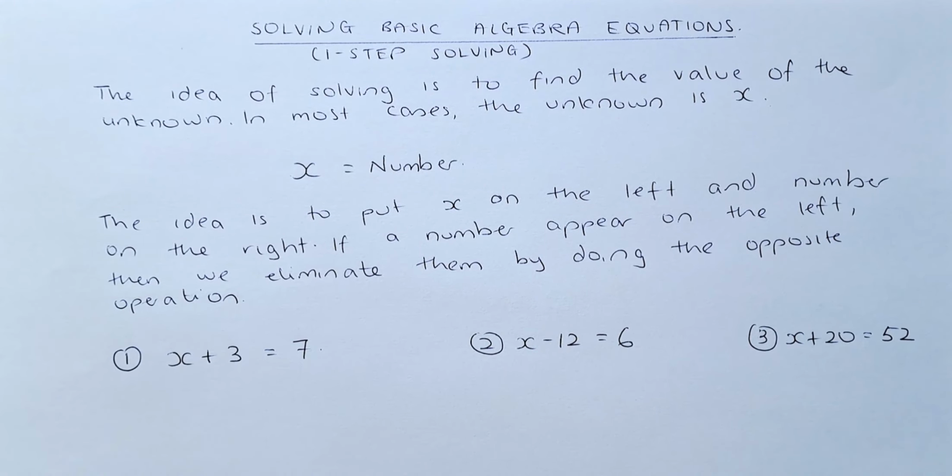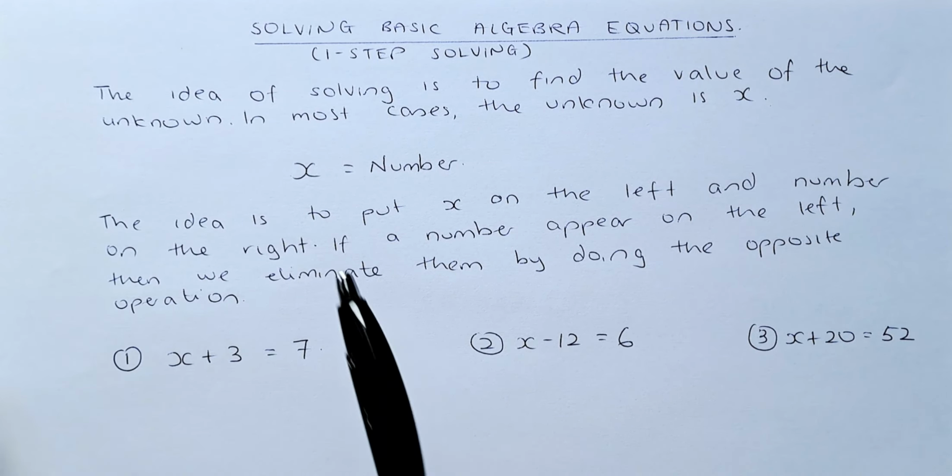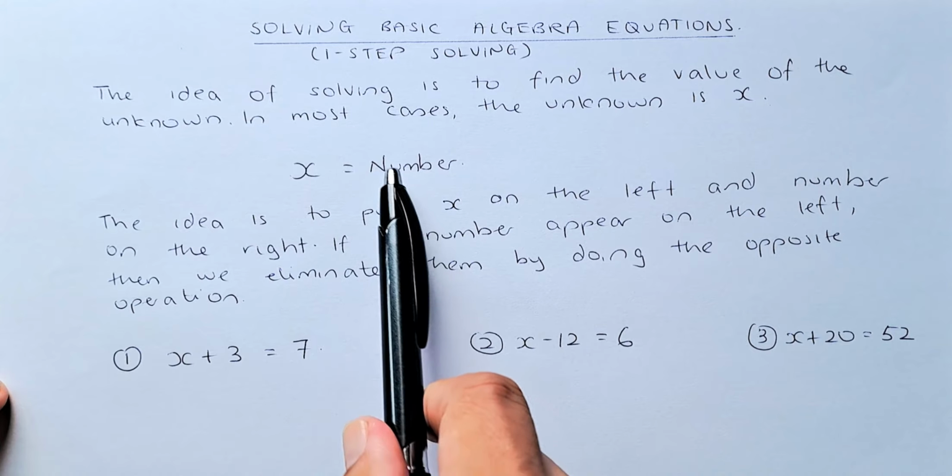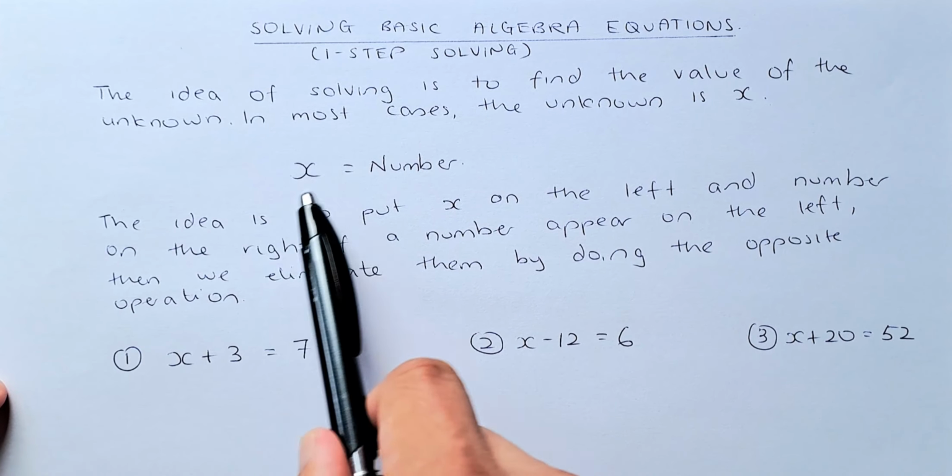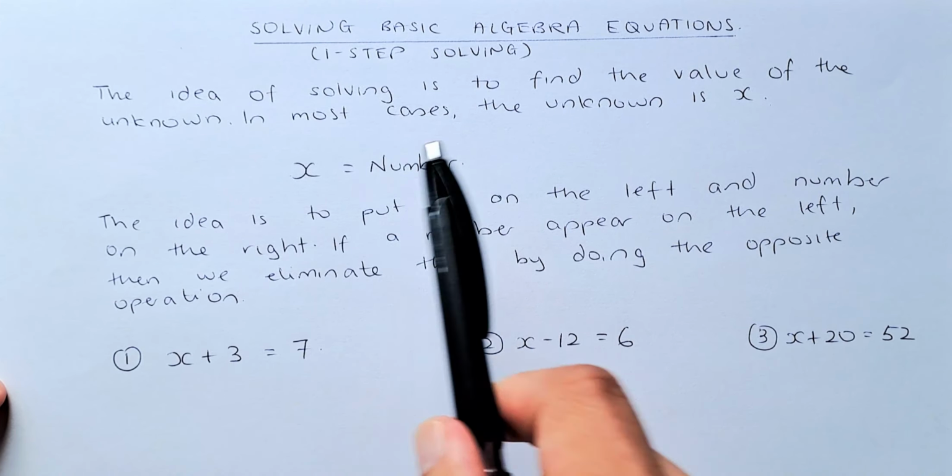This is the video to help you solve basic algebra equations, also called one-step solving. The idea of solving algebra is that you want to find the value of the unknown. In most cases, the unknown is represented by the letter x. So you want to put x equal to a number. The idea is always to put x on the left-hand side and the number on the right-hand side.